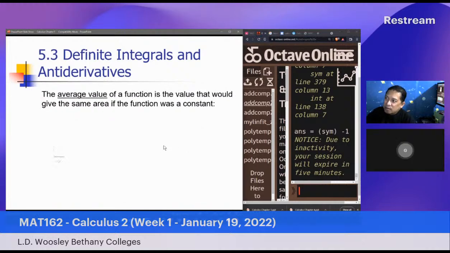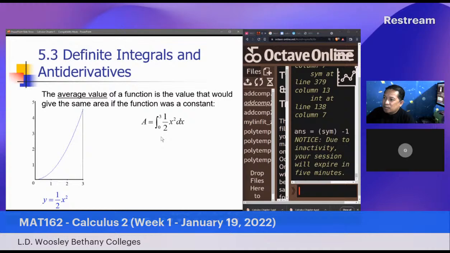So, average value. Yan. The average value of a function is the value that would give the same area if the function was a constant. So, that would be the case from 0 to 3. Yan. I-check nga natin to.